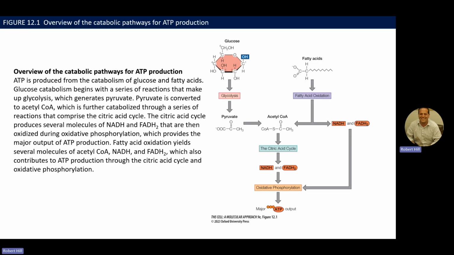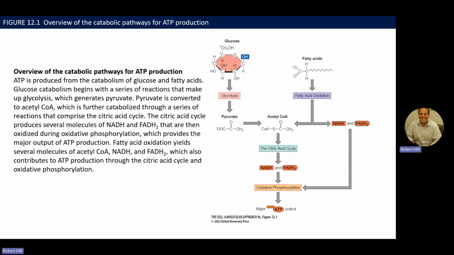Final step is oxidative phosphorylation. Okay. So where is the citric acid cycle occurring? Where in the mitochondria? Good. The matrix of the mitochondria.